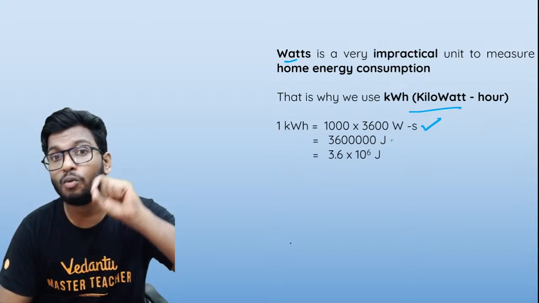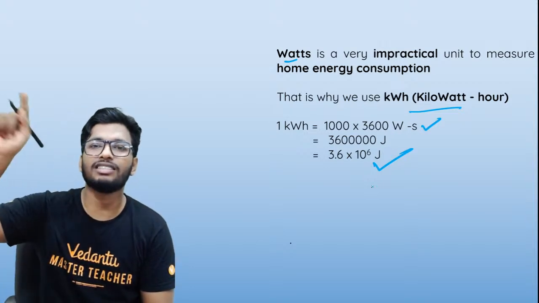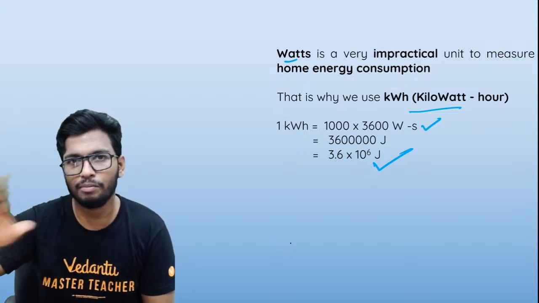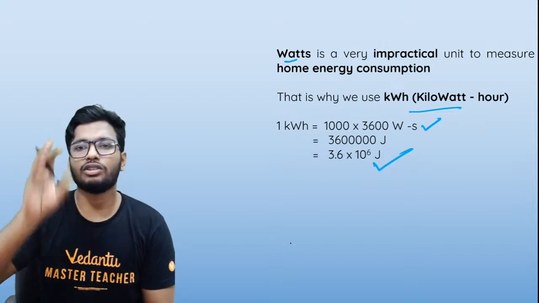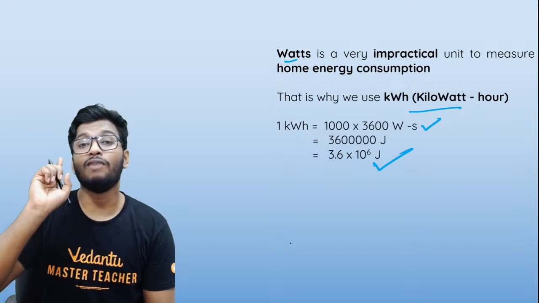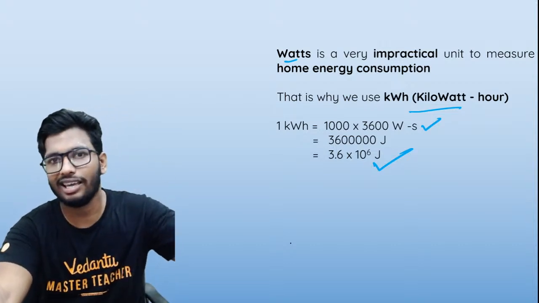So 1 kilowatt hour is equal to 3.6 into 10 to the power of 6 joules, or you can write it as 36 into 10 to the power of 5 joules, but generally we write it as 3.6 into 10 to the power of 6 joules itself, all right? So 3.6 into 10 to the power of 6 joules is what you're going to get. That is the value for 1 kilowatt hour. Why? Again, in terms of joules, because joules is the SI unit of energy.